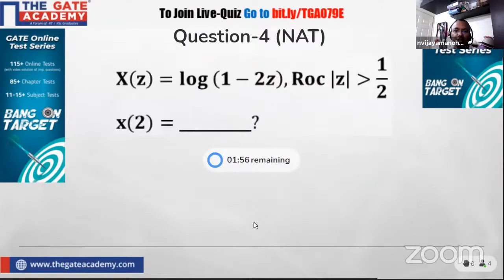So x of z is log of 1 minus 2z, and the region of convergence is given to be z greater than half. What is the value of small x of 2? Small x of n will be the inverse z transform of capital X of z.